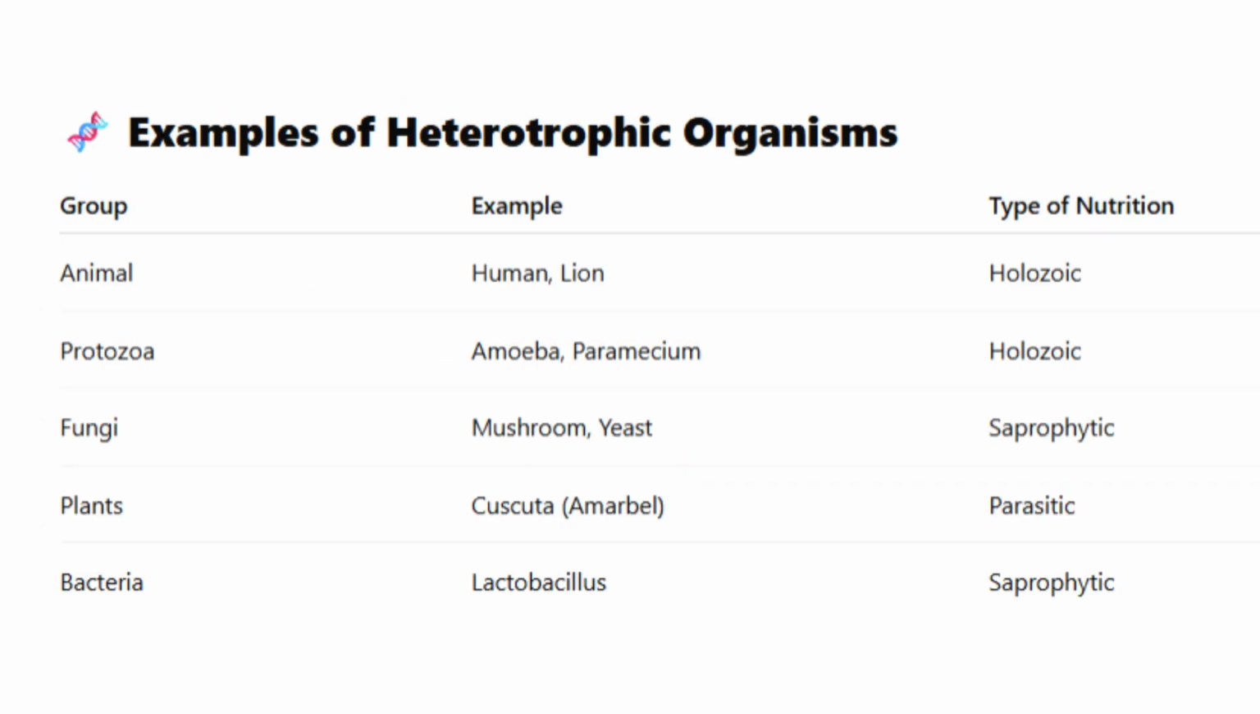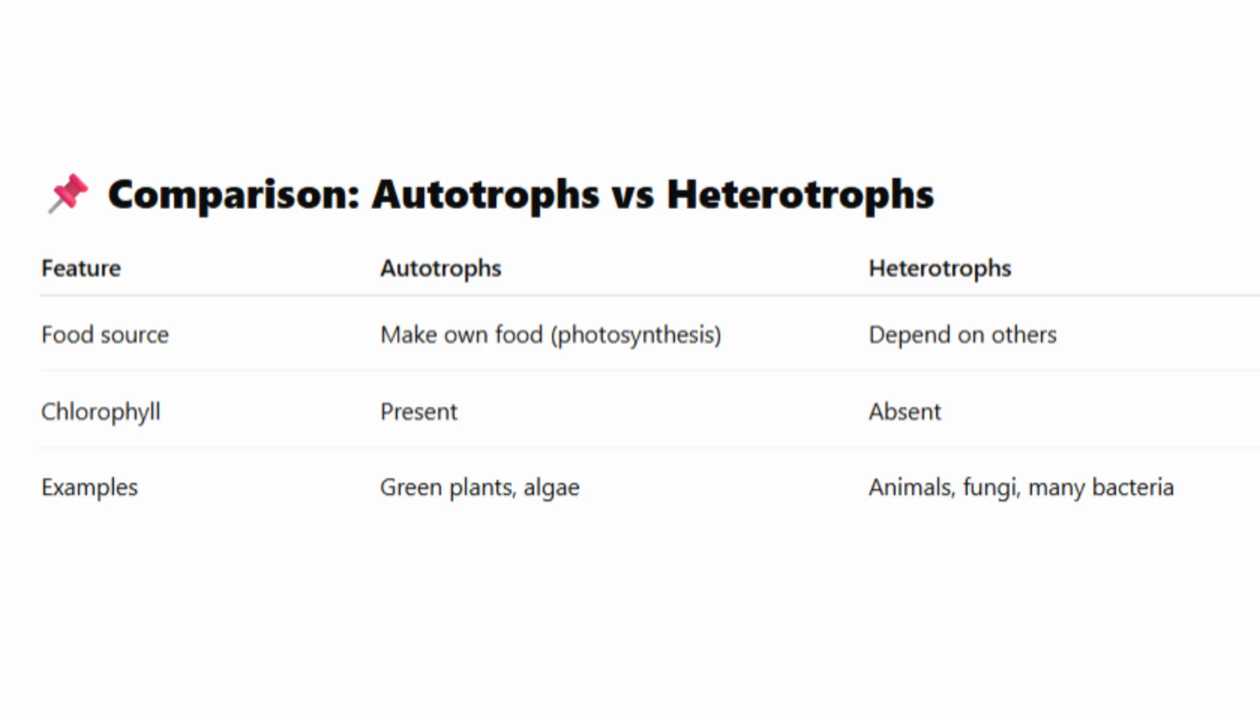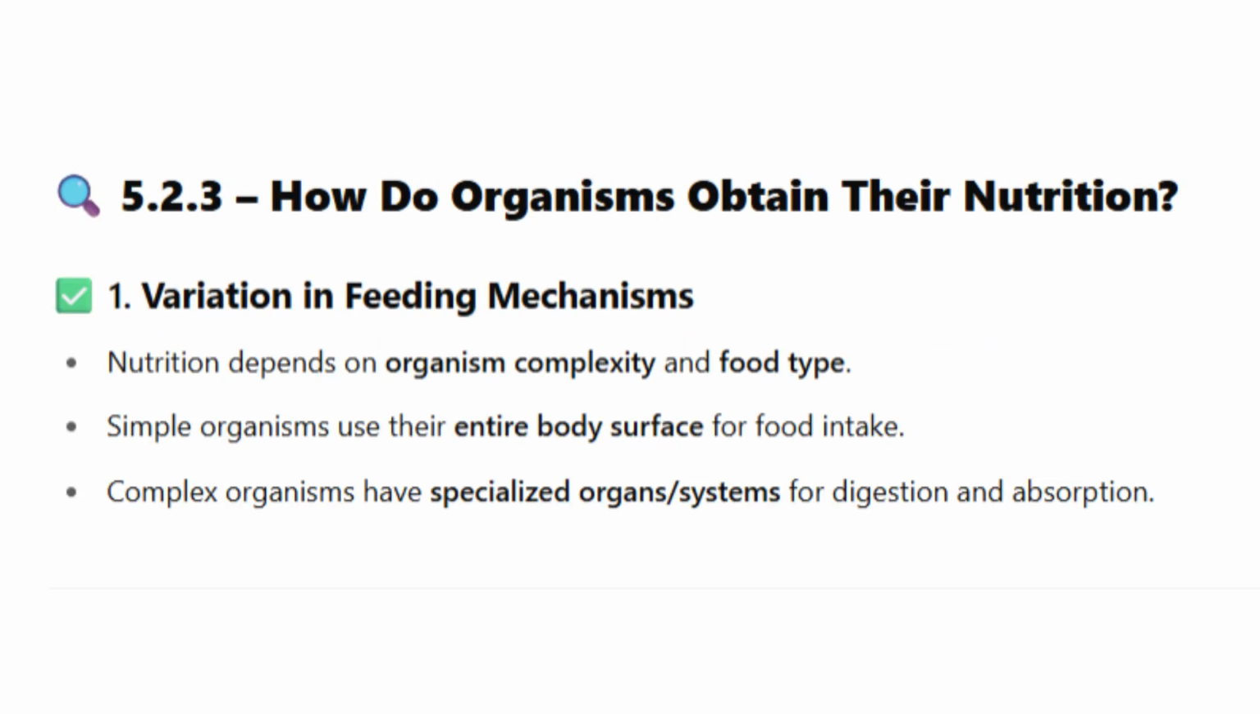Examples of heterotrophic organisms. Group, example, type of nutrition. Animals: human, lion, holozoic. Protozoa: amoeba, Paramecium, holozoic. Fungi: mushroom, yeast, saprophytic. Plants: Cuscuta, Amarbel, parasitic. Bacteria: Lactobacillus, saprophytic. Comparison, autotrophs versus heterotrophs. Food source: autotrophs make their own food by photosynthesis, heterotrophs depend on others. Chlorophyll: present in autotrophs, absent in heterotrophs. Examples: green plants and algae; animals, fungi, many bacteria.